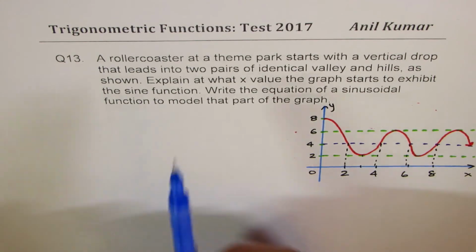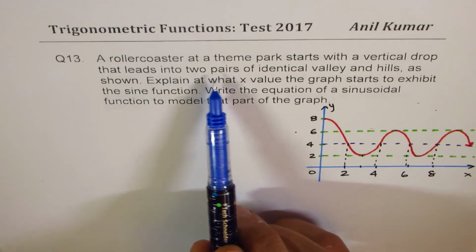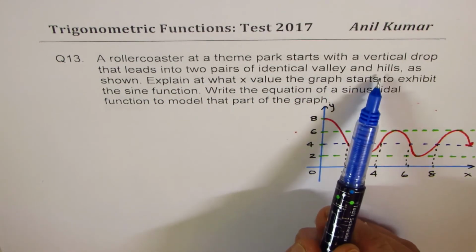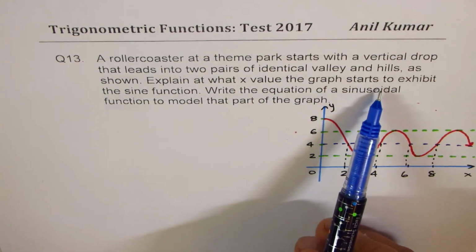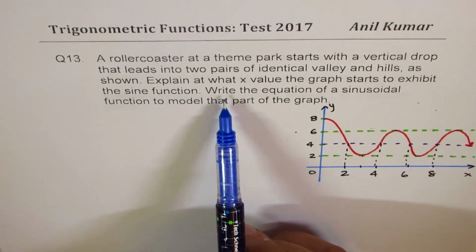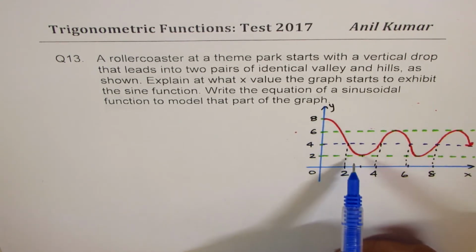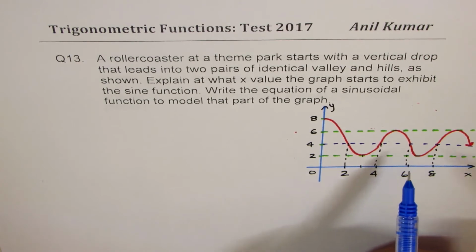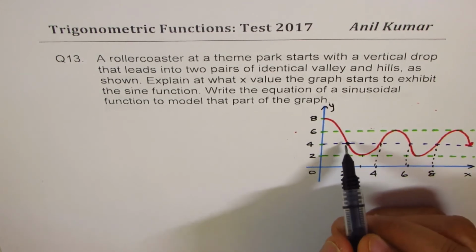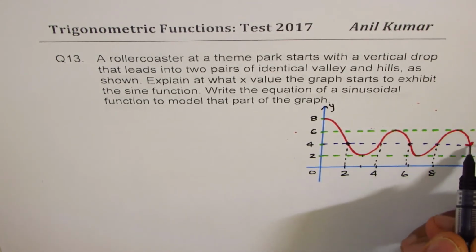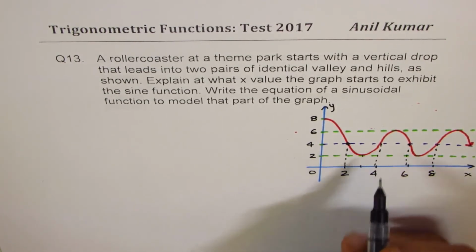Question number 13 is, a roller coaster at a theme park starts with a vertical drop that leads into two pairs of identical valley and hills as shown. Explain at what x value the graph starts to exhibit the sine function. Write the equation of a sinusoidal function to model that part of the graph. So if you look at the graph here, what do you notice? We notice that the sine function is something periodic which repeats. It repeats from this point, right? So that is one wave, and then we have the second wave. Correct? So at x equals 2, it becomes a sine function.